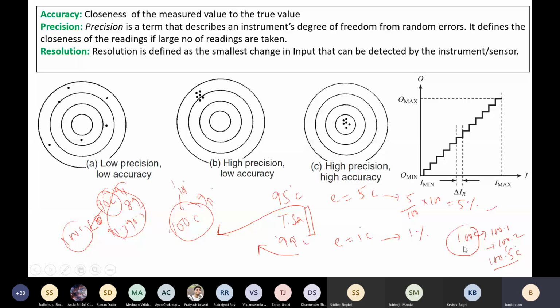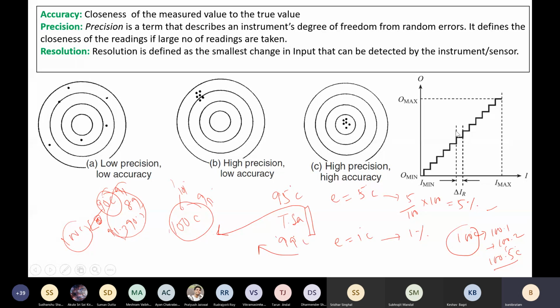That has been shown by this staircase diagram, where you can see you are changing your input and the output is not changing, but only after a certain value the output changes. So during this horizontal line, no change is there, you are changing the input, but the output is not changing. Only when you go above this step, the output jumps to another value, right? So this minimum change in input, which can be detected by the sensor, will be called the resolution for the sensor.